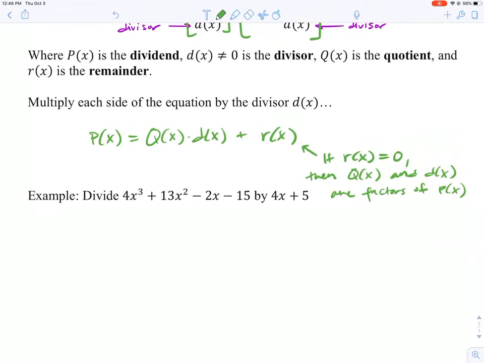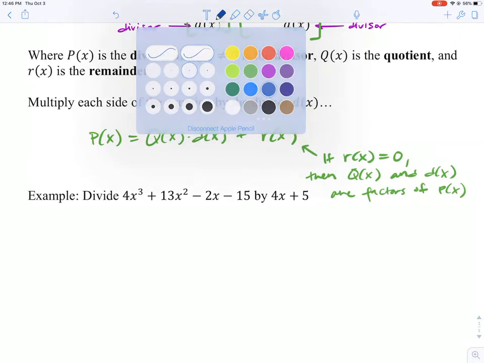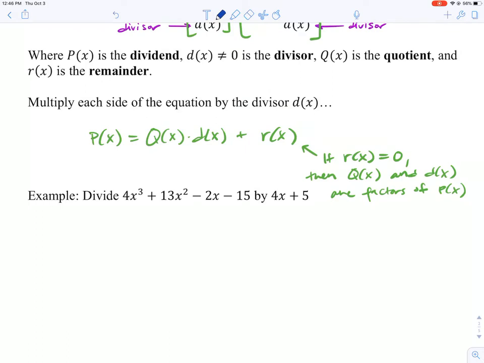All right, so let's practice some polynomial long division. So we are going to divide this long cubic polynomial by 4x plus 5. So 4x plus 5 is our divisor, and 4x cubed plus 13x squared minus 2x minus 15 is our dividend.